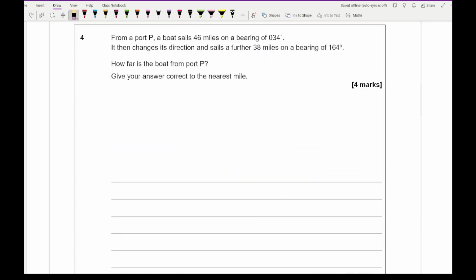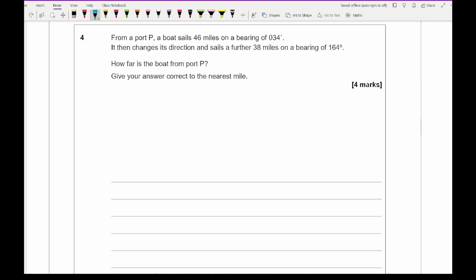Then looking at question 4, it says, from a port P, a boat sails 46 miles on a bearing of 034 degrees. It then changes its direction and sails a further 38 miles on a bearing of 164 degrees. How far is the boat from port P? Give your answer to the nearest mile.